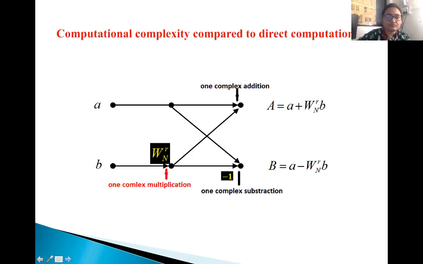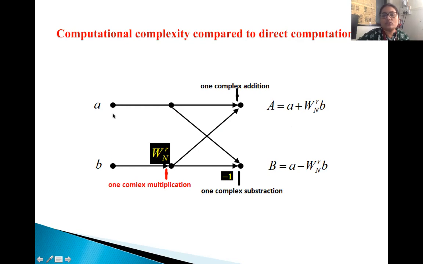In the FFT algorithm, we will try to reduce the computational complexity as compared to direct computation. Here we will be using the butterfly structure. We will see it once we go through the algorithm, and you will understand. This kind of butterfly structure we will be using for computation of DFT and IDFT values.